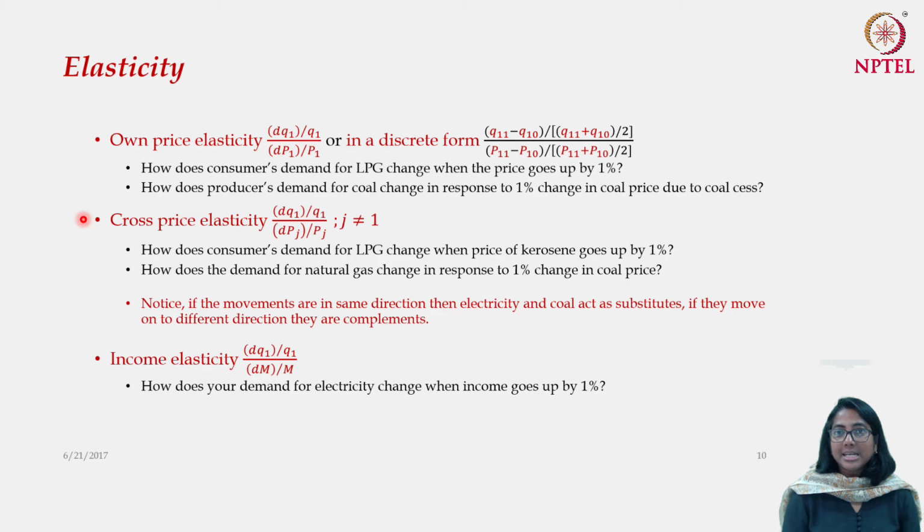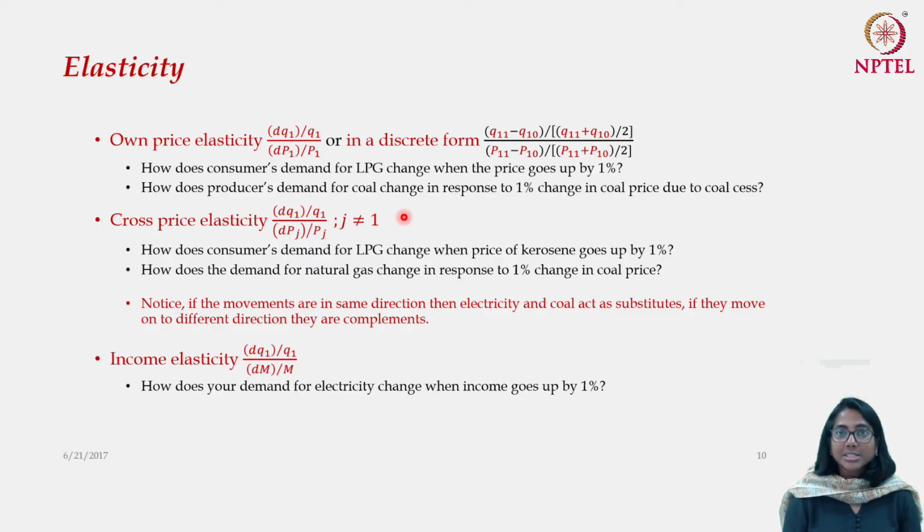So what is cross price elasticity? We are still interested in the change in the demand of energy, so we are taking del Q divided by Q1. However, we are no longer interested in the change of price of energy. We are considering the change of price of any commodity other than energy. So your j is not equal to 1. This is the cross price elasticity.